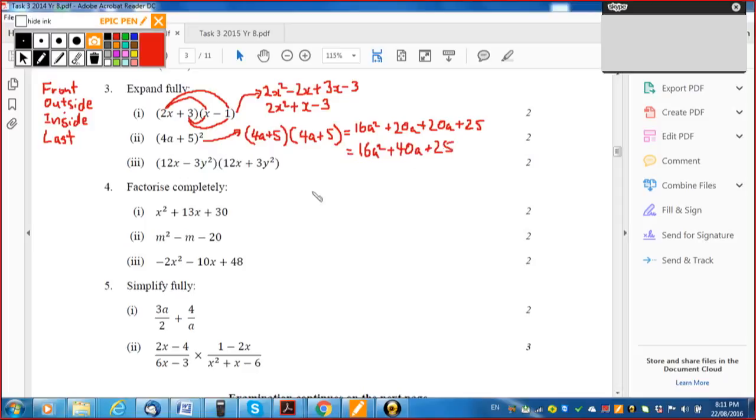Got it? Beautiful. How would you do this one here? Now, we could use the FOIL method, and the FOIL method would actually work very much in our favor. However, there is a shorter method to do this question. It's really just the same method, but there is a shortcut that we can employ. Any ideas?